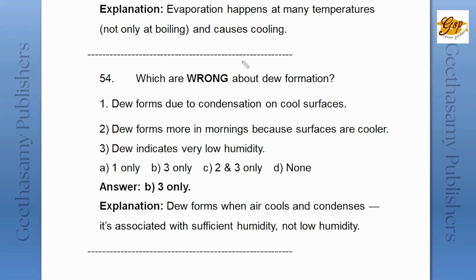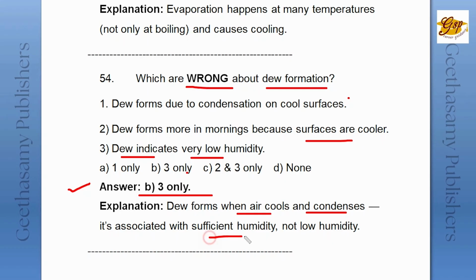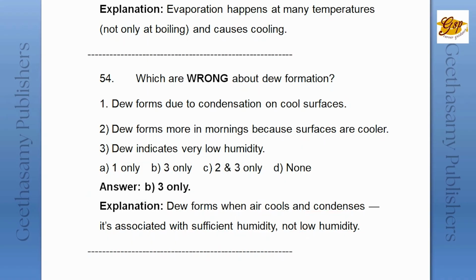And the 54th question, again, which is wrong about dew formation. 1. Dew forms due to condensation on cool surfaces. 2. Dew forms more in the morning because the surfaces are cooler. 3. Dew indicates very low humidity. The choices are 1 only, 3 only, 2 and 3 only, none. The correct answer is 3 only. The explanation: dew forms when air meets cold surfaces, with sufficient humidity. Not low humidity, not low humidity.